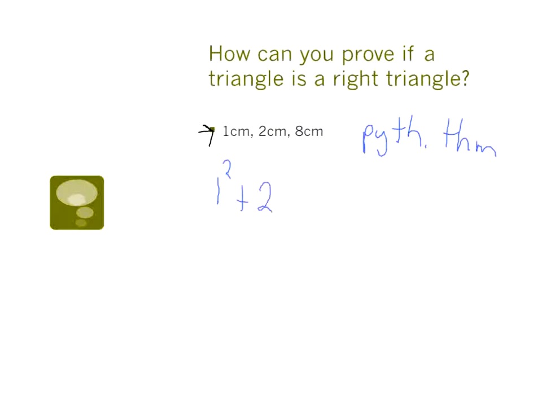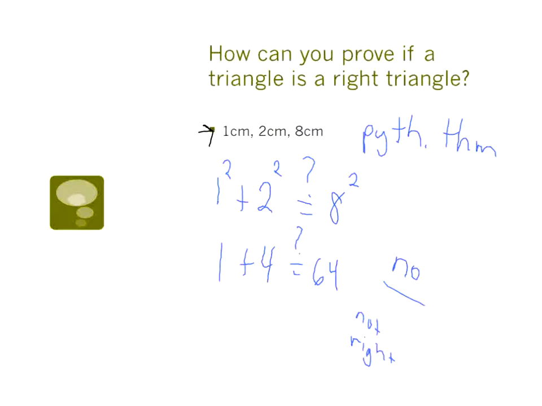I'm going to say, does a squared plus b squared equal c squared? See how I put a question mark in there? I need to check and see if it does or if it doesn't. So I get 1 plus 4. Does that equal 64? No, absolutely not. So this one is not a right triangle. It's still a triangle, it's just not a right triangle. Everybody okay with that idea? So that's how you can prove if something is a right triangle or not.